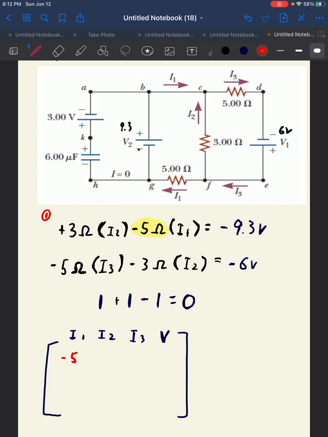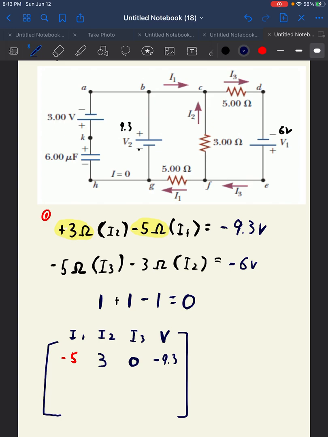Negative 5. Now let's see what we have for I2. Look at the number in front of I2. That is positive 3. So in the calculator, I will write this in blue as positive 3. Now, if you don't have a value in your equations for I1, I2, or I3, you label it as 0 in the matrix. So this I3, since it's not in equation 1, will be labeled as 0. For the voltage, of course, that is just negative 9.3.